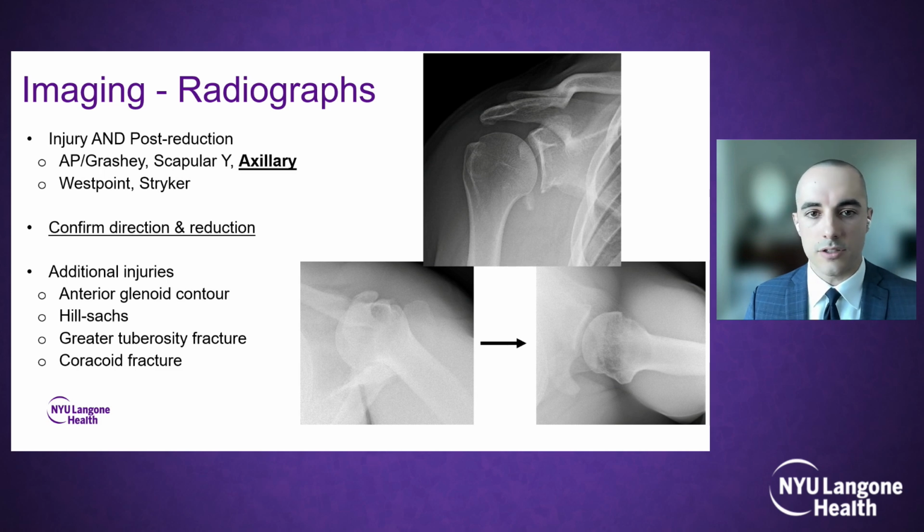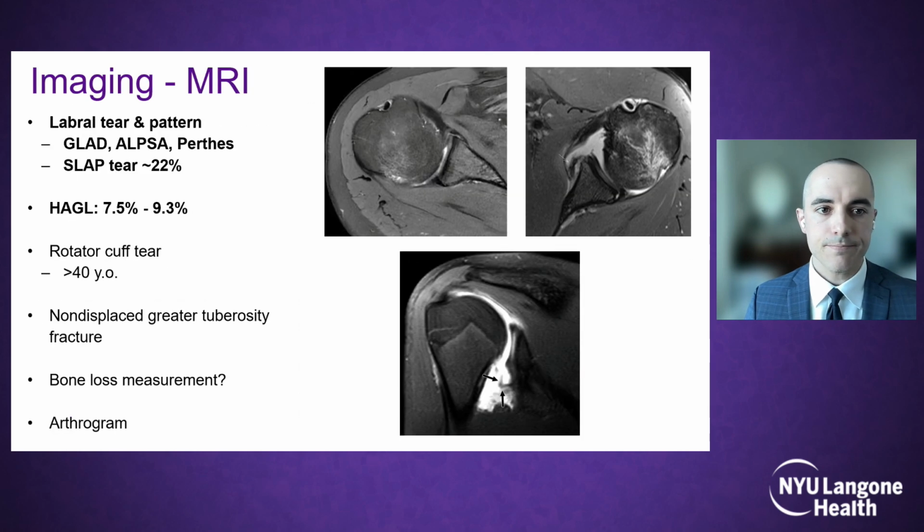So on a standard Grashey view, you can look at the anterior glenoid cortical line. In the picture on the top, you can see this should be a hyperdense white line. You can see this along the superior half of the glenoid, whereas it gets much less dense on the inferior half, and you can see in the axillary pouch is a free-floating bony fragment representing a Bankart fracture. It also helps to assess a Hill-Sachs injury or the presence of a greater tuberosity fracture or even a coracoid fracture that can happen with anterior instability.